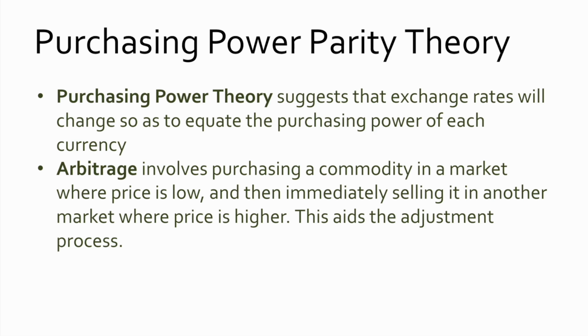So all this goes to a basic theory called the purchasing power parity theory. Purchasing power theory really suggests that exchange rates will change so as to equate the purchasing power of each currency. In other words, how much that currency can buy of something from someone else. What we have then is a situation where this is happening all the time with floating exchange rates. One currency relative to the other is always being adjusted because of the relative purchasing power of the given currencies. In fact, people can make money on this through something they call arbitrage, which involves purchasing a commodity in a market where the price is low and then selling it somewhere else where the price is higher, so you make your money on the difference.